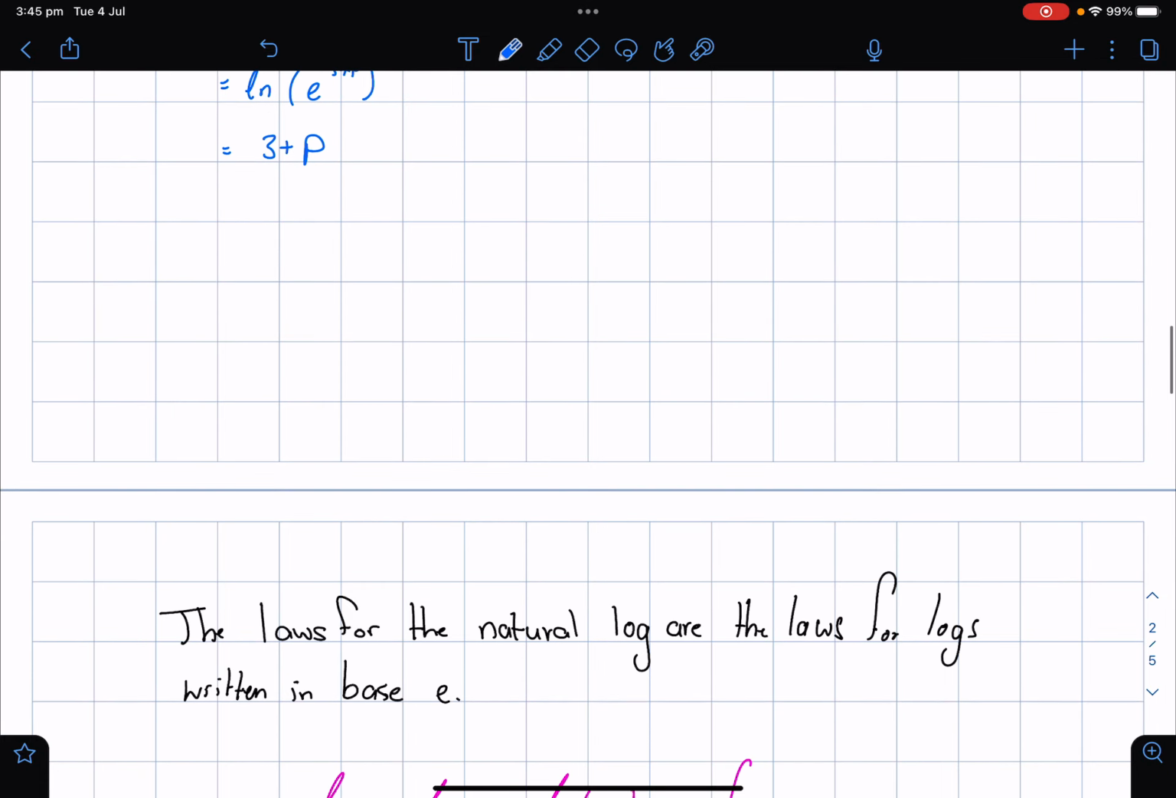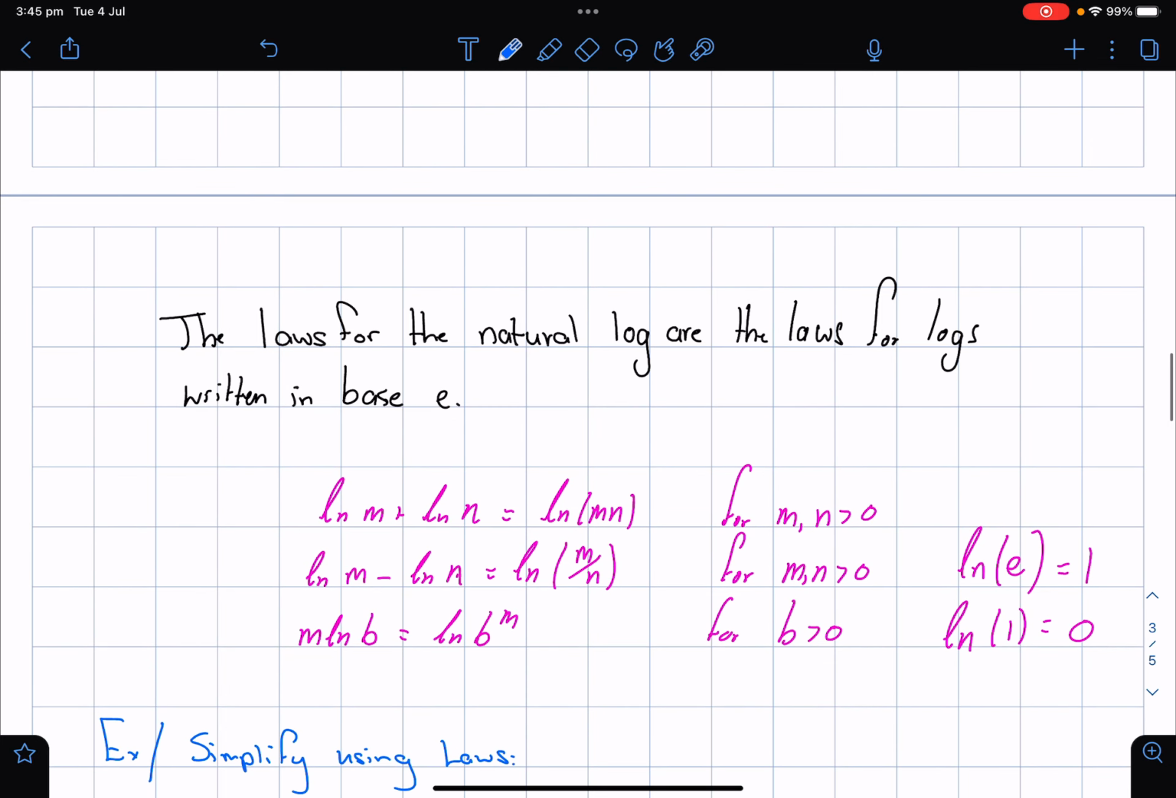All right, so just like I said a little bit earlier, the laws for the natural log are the laws for logs, but just written in base e. So a little reminder, we've got the natural log of m plus the natural log of n, and we just multiply m and n together. ln m minus ln n, we get m divided by n. And like I said, we've got our power out the front that can jump down or jump back up. Now, the natural log of e is equal to 1, and the natural log of 1 is equal to 0.